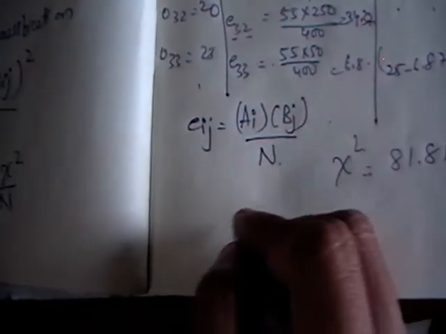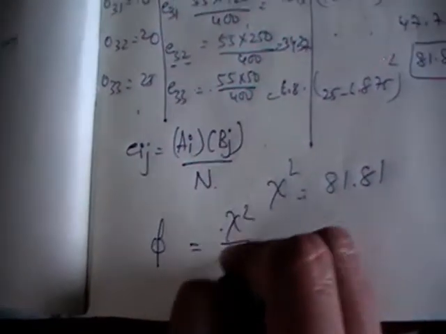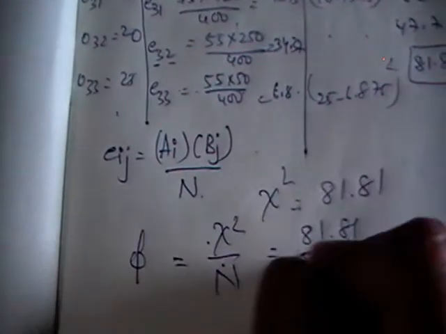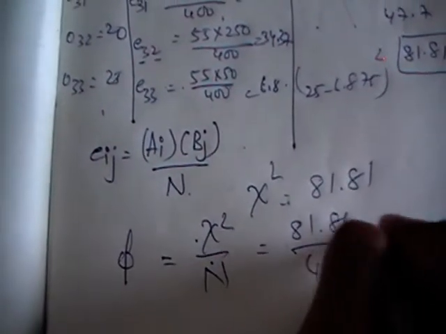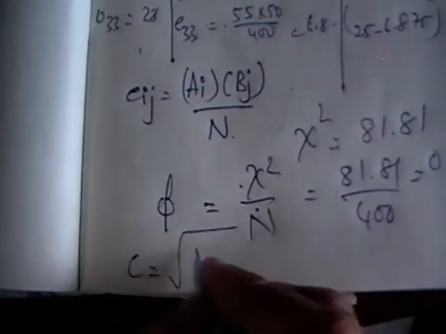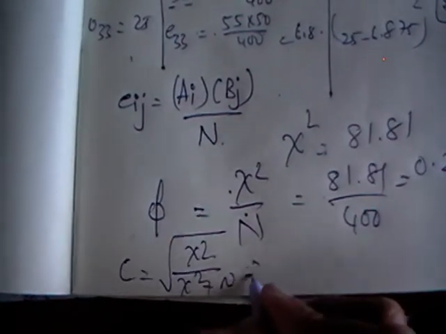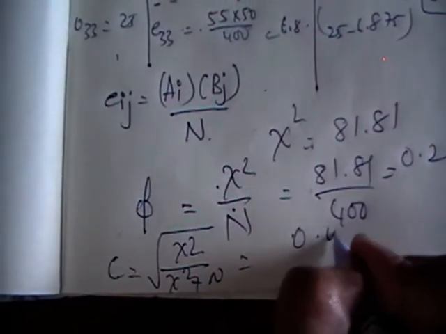Now you need to calculate mean square phi, which is nothing but chi-square by n, which is 81.81 by 400, which is around 0.2. And C is nothing but the root of chi-square by chi-square plus n, which is 0.4119.